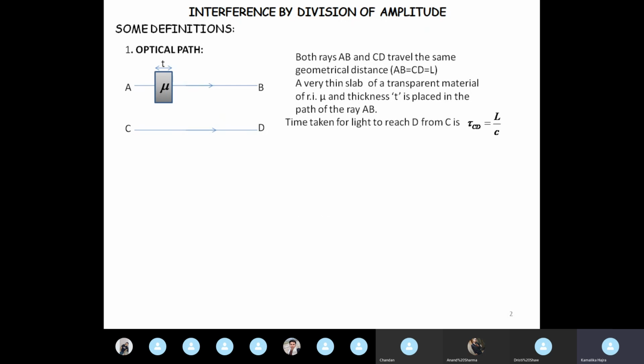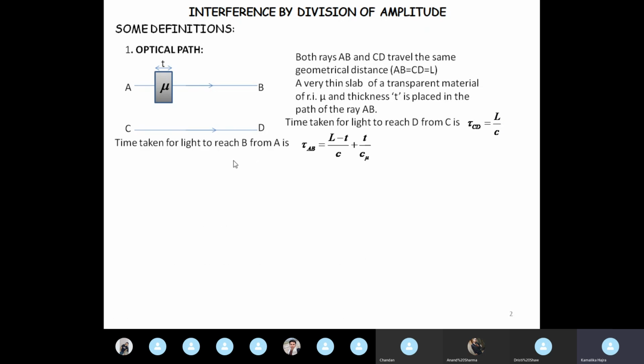Now, the time taken for light to reach the point D, that is the observer at D, from the source C is given by tau CD equal to distance by speed. Speed of light is c, distance traveled is L, so tau CD equal to L by c.